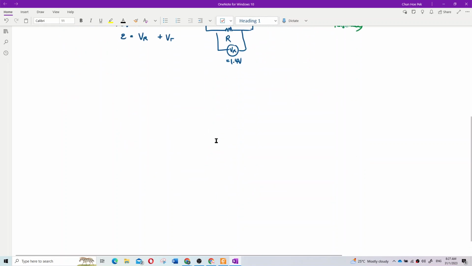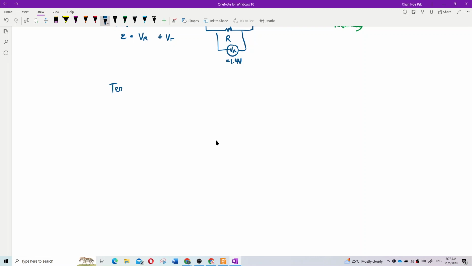So yeah, we have talked about terminal voltage. Let me explain again what is actually terminal voltage. We have this thing called terminal voltage, and we also have what we call EMF.